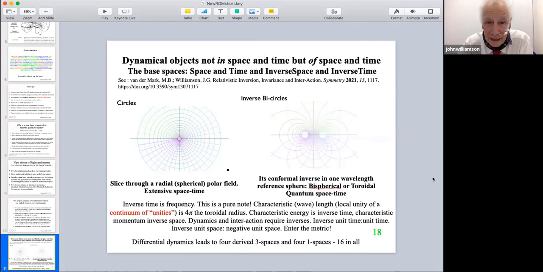Good. So in the new theory, dynamical objects are not really in space and time, but are more of space and time. Everything's related to the base spaces, where space and time is the basis space. That gives rise through inversion to inverse space and inverse time. But also, there are products of these spaces with inverse spaces. So, for example, dx by dt, velocity in the x direction, is a little bit of space divided by a little bit of time. So I could multiply 1 over time into space, or I could do space times 1 over time. Either way, in fact, what I choose to do is do 1 over time into space, which changes the sign.